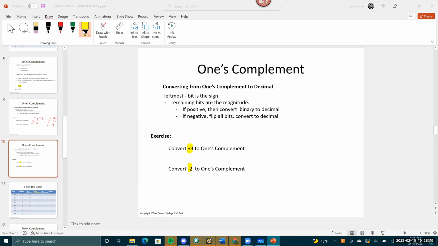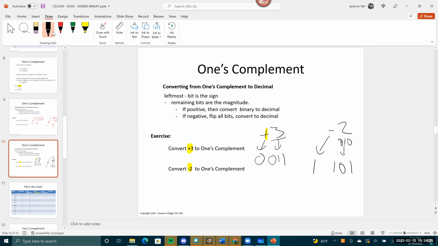Okay, so let's do this together. So +3, this would be 0 for the sign, and then the magnitude would just be 3, 0, 1, 1. Okay, so again, when it's positive, it's just like sign magnitude. Now for -2, because it's negative, the sign bit is 1, and now we start by converting 2 to binary, 0, 1, 0. Now, because it's negative, I need to flip it. So this becomes 1, 0, 1. Okay, so those are my two binaries for +3 and -2 in one's complement.